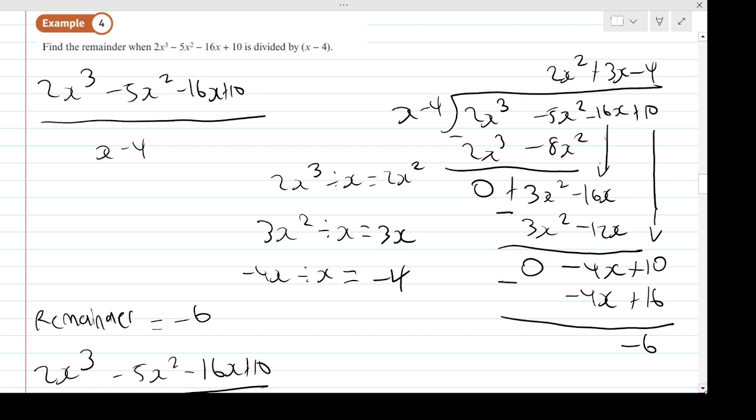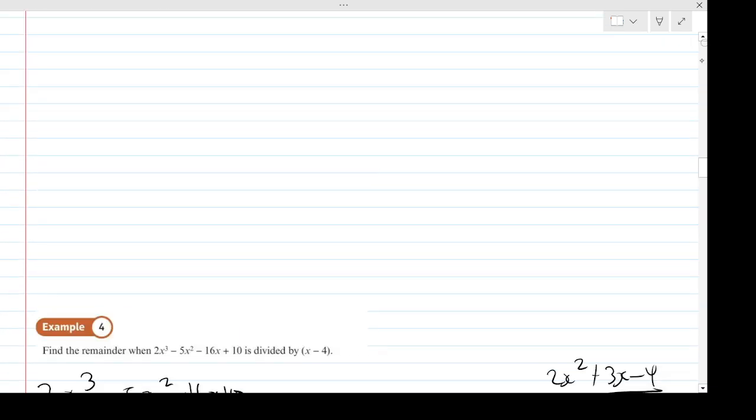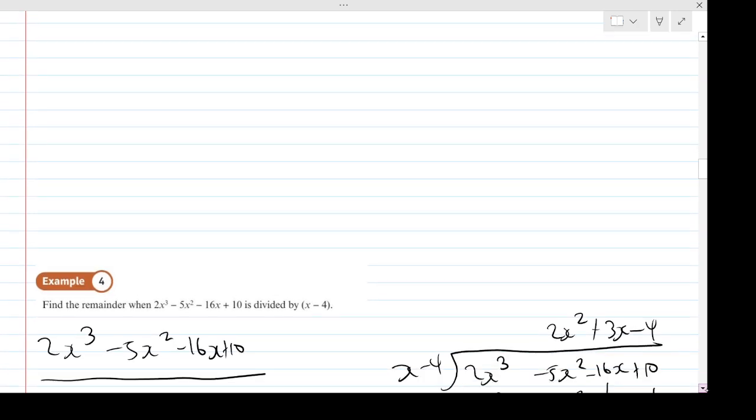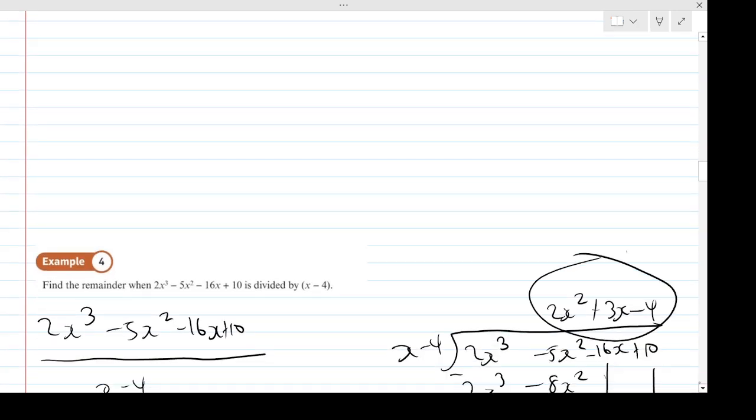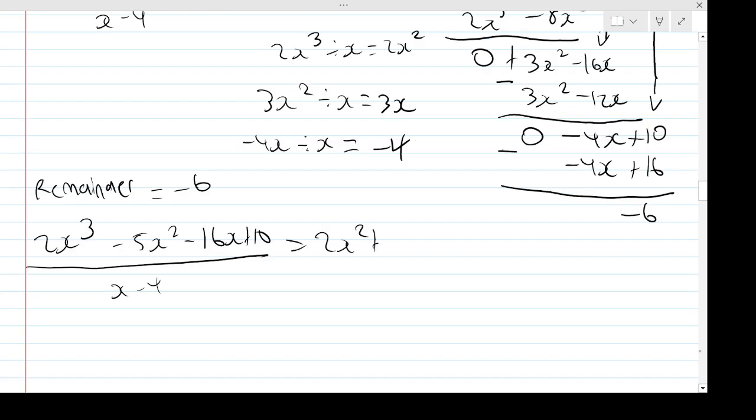What these quotients and remainders mean is that this gives us firstly the quotient of 2x squared plus 3x minus 4. And a remainder of minus 6, but it's a remainder, right? So minus 6 left over from x minus 4. Okay, and there we are. And we could just say it's minus 6. So that's what that simplifies down to.